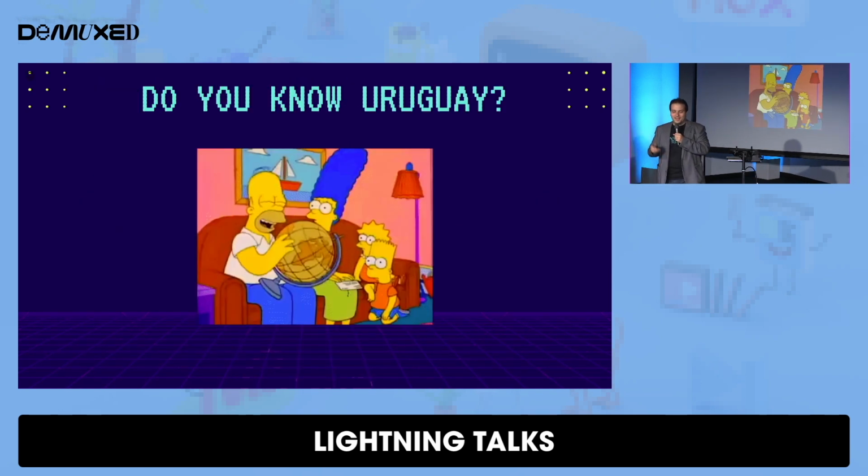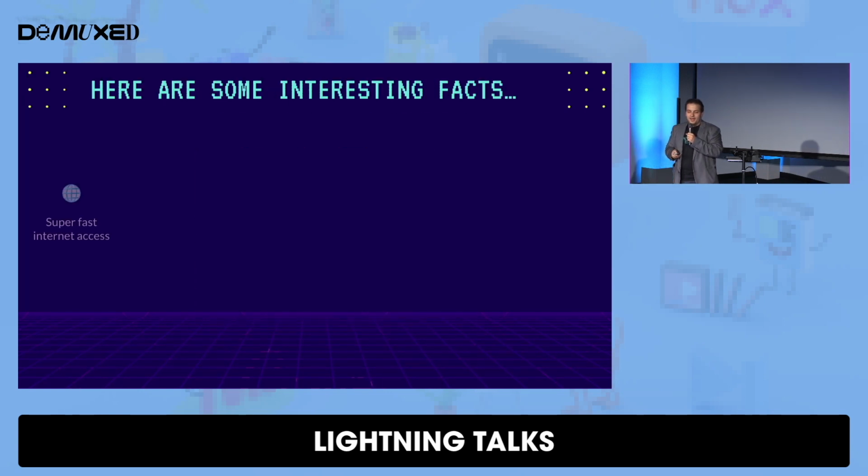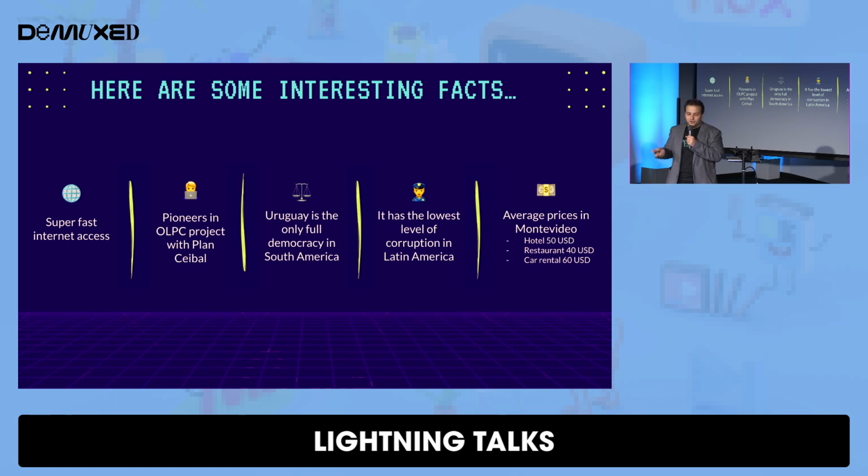So there's Uruguay, in case you don't know, next to Brazil and Argentina. Some interesting facts about Uruguay: we have great internet access. We were pioneers in One Laptop per Child, so for more than 15 years every kid and student has had a laptop, in all public and private schools. We're the only full democracy in South America. We have low corruption compared to our neighbors, and it's cheap to be there compared to being in San Francisco.